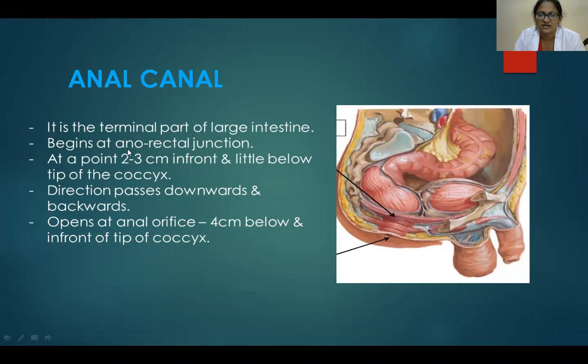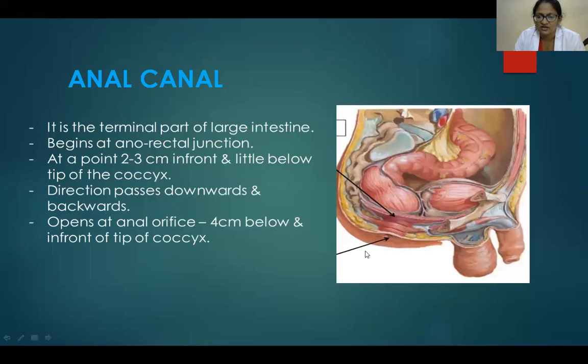Okay, it begins at the anorectal junction. This is the anorectal junction, a point 2 to 3 centimeters in front and a little below the tip of the coccyx. Below the tip of the coccyx, you are going to see the anal canal. This is the anal canal.